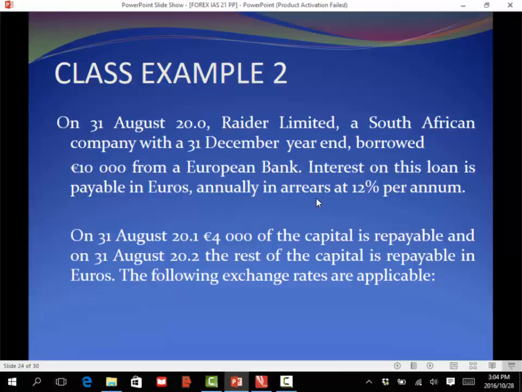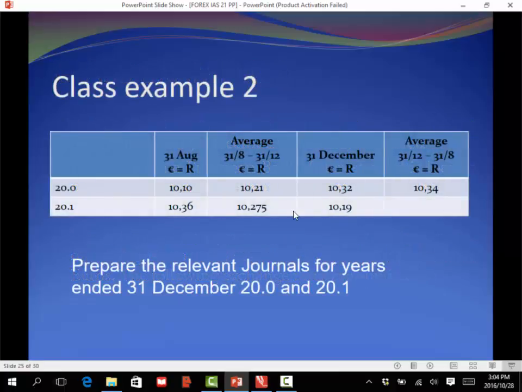The following exchange rates are applicable. We give you the exchange rates. At this stage, I would really suggest that you go and draw up a timeline and utilize that timeline to be able to answer your question. You will see you can read most of your information from the timeline. Prepare the relevant journals for year ended 31 December 20.0 and 20.1 that you're required. So let us have a look at the timeline.